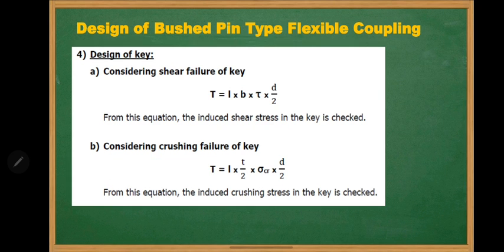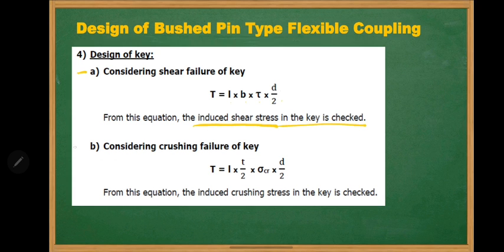Next is design of key. So the key is designed as it is in the case of the flexible, or protected type, flange coupling. So the first point is considering the shear failure of the key. By using this equation, T = L × B × τ × D/2, the induced shear stress in the key is checked.